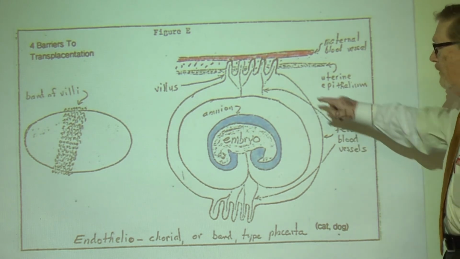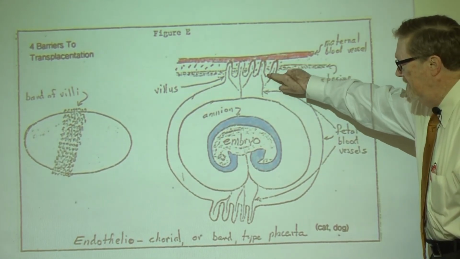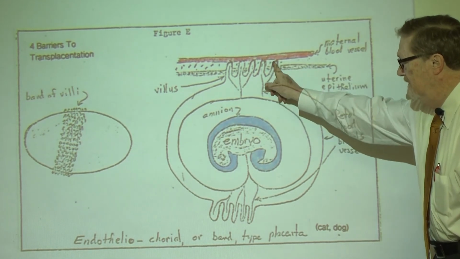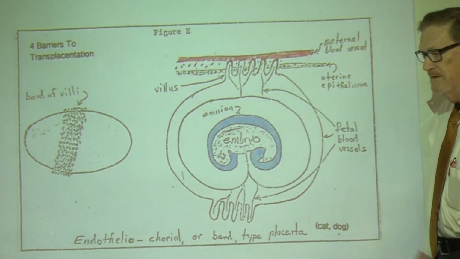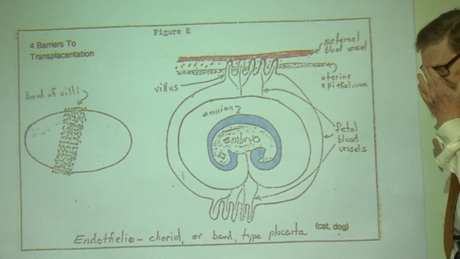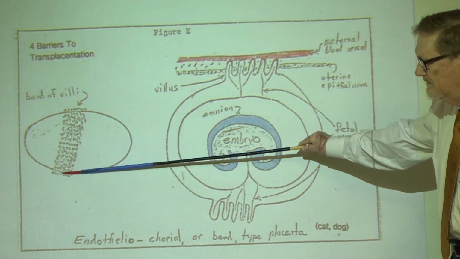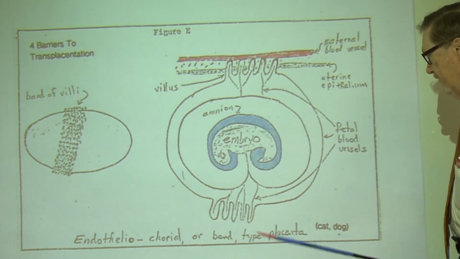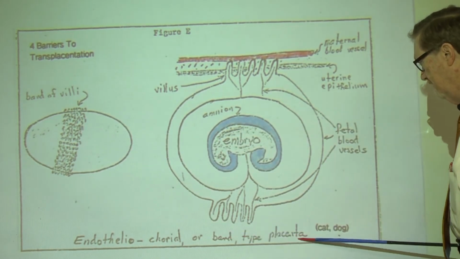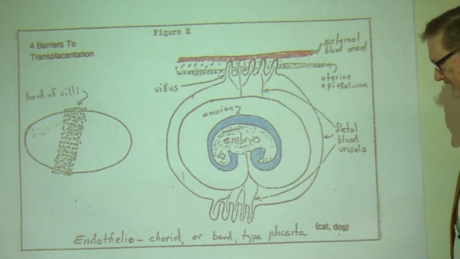Okay? But look, all three layers of the chorionic villi are still there. The outer ectoderm, the inner stuffing, and the wall of the fetal blood vessel. All three of those barriers to transplantation are still there. By the way, if we look at the arrangement of the little finger-like projections, villi on the surface, they form a zone or a band around here, like that. And so this is called a band type of placenta. It's found in dogs and cats mainly.